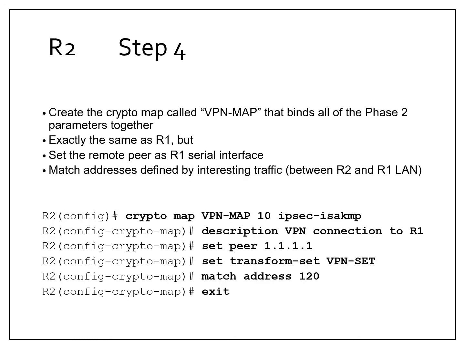Step 4, create the crypto map, we'll call it VPN-map again, that binds all of the phase 2 parameters together. It's exactly the same as router 1, but we set the remote peer as the router 1 serial interface. We match addresses defined by the interesting traffic between router 2 and router 1. That was access list 120. So we say set peer 1.1.1.1, which is the IP address of router 1's serial interface.